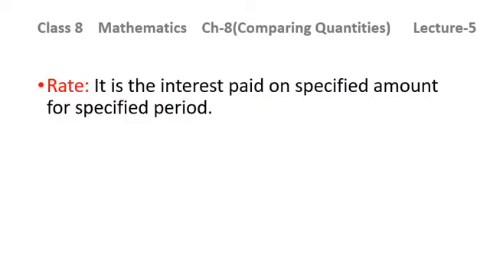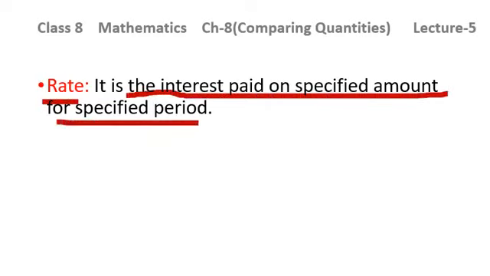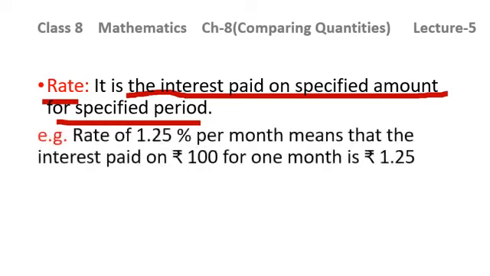So coming to rate. What is this rate? Rate is the interest paid on a specified amount for a specified period. It is basically the interest paid on a specified amount which is being borrowed, for the time period for which it is being borrowed. That is the rate. For example, a rate of 1.25% per month means that the interest paid on rupees 100 for 1 month is rupees 1.25.